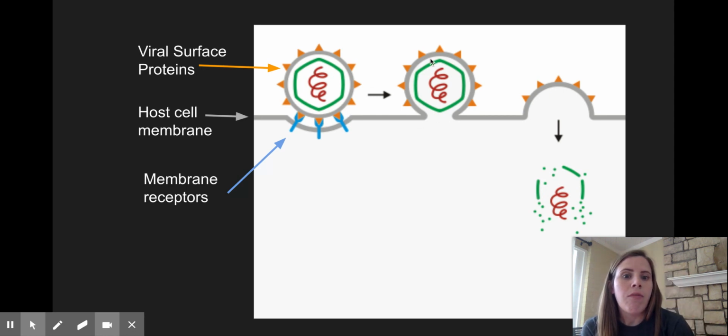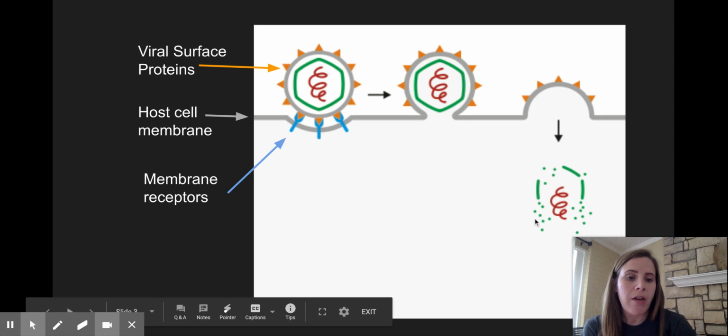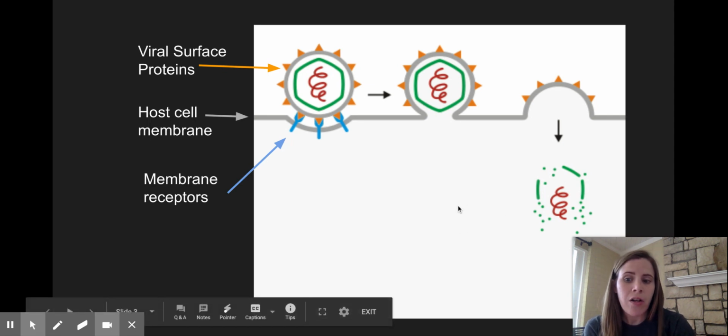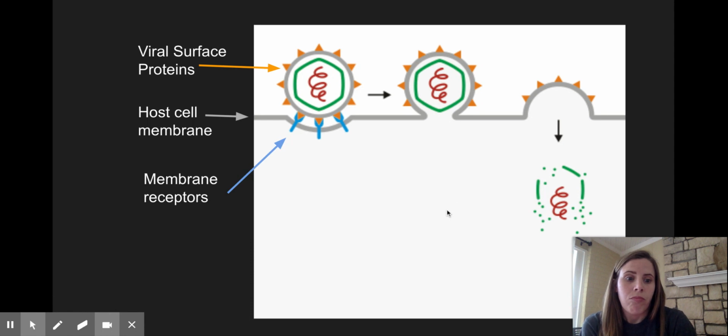And then it fuses with the cell membrane, and the capsid and the nucleic acid, in this case RNA, go into the host cell or the human cell. The capsid breaks down, and then you're just left with this nucleic acid here. And all that the virus needs to infect the cell is to get that nucleic acid inside of your cells. And so once it's in there, you are infected.